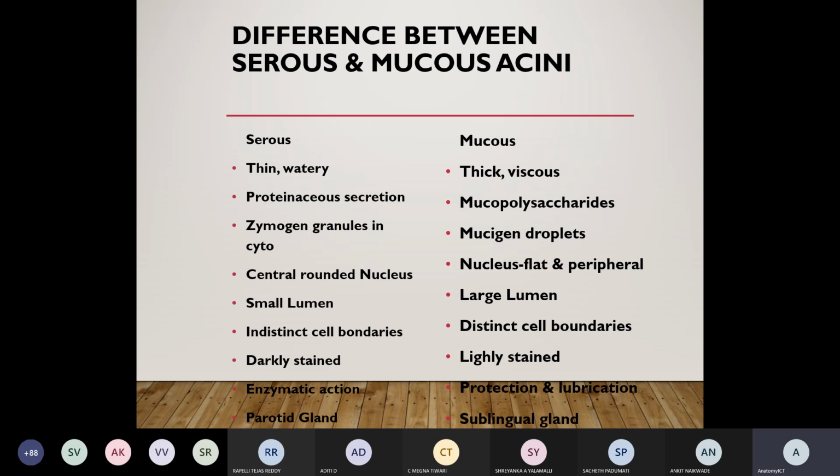One should know that the serous gland has zymogen granules in the cytoplasm, whereas the mucous gland has mucigen droplets. The nucleus is centrally placed in the serous, and in the mucous gland it is peripheral. In the serous gland the lumen is small, whereas in the mucous it is a larger lumen. The boundaries are not defined in the serous, whereas the boundaries are well defined in the mucous gland. The serous gland is darkly stained with eosin, whereas the mucous is lightly stained because it is rich in acidic content, and that is the reason it is not stained properly. The best example for serous is the parotid gland and for mucous is the sublingual gland.